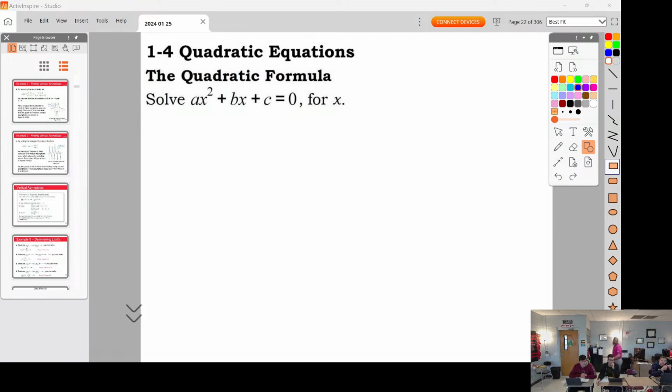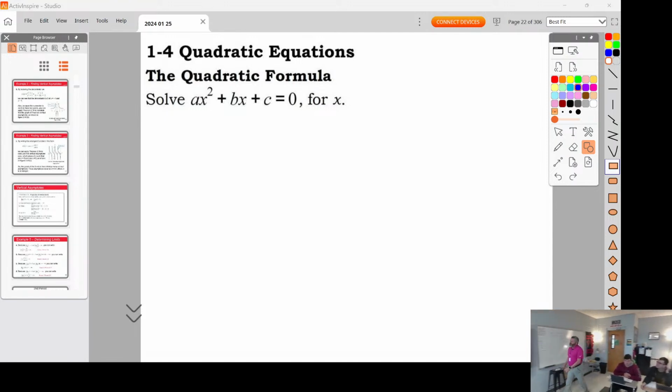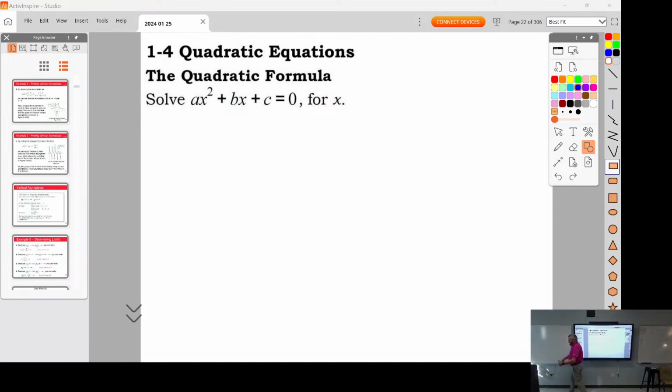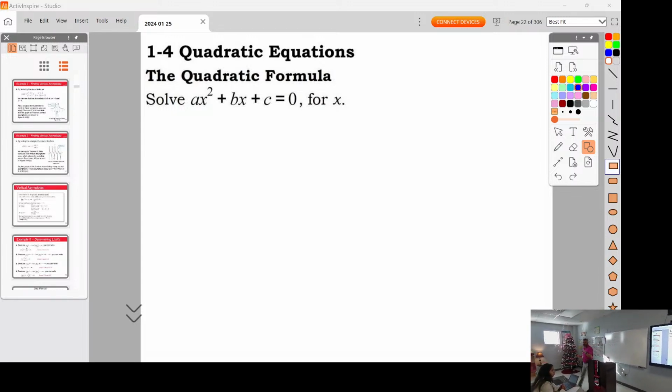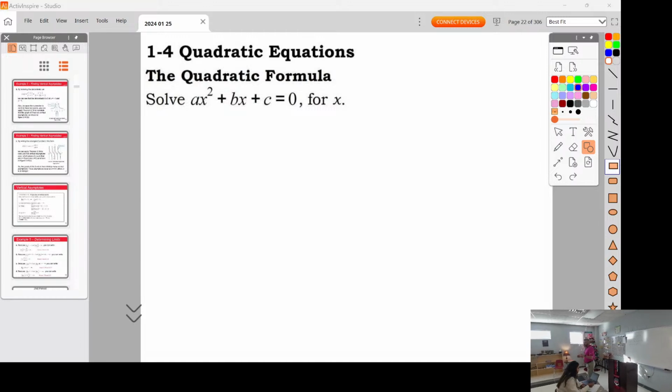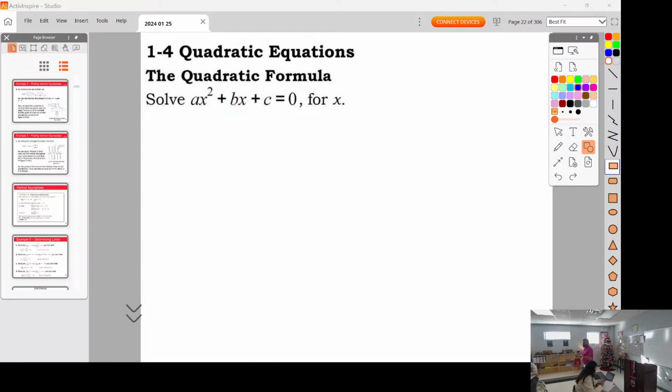Audio now. Okay, so we're going to solve this with completing the square. So factor greatest common factor, there are none. Now what? To complete the square, what was that very first step? What had to be true?